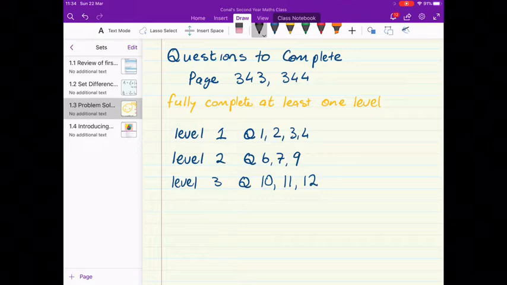So if I'm choosing to do level 1, I can fully do 1, 2, 3, and 4, but then I should have a go at question 6 and have a go at question 11, for example. Try at least one question in each level, but fully complete one level.